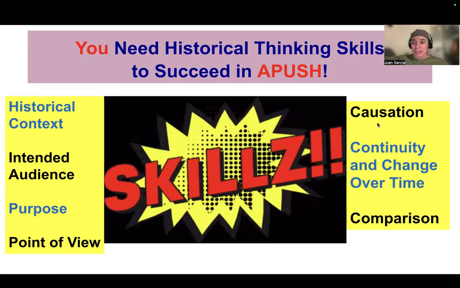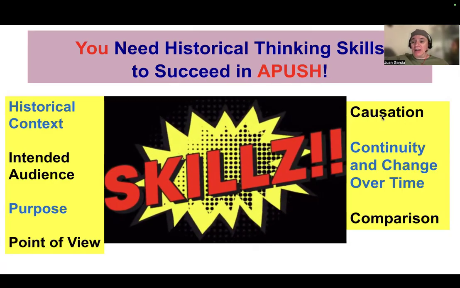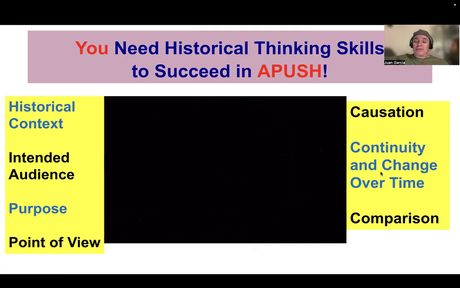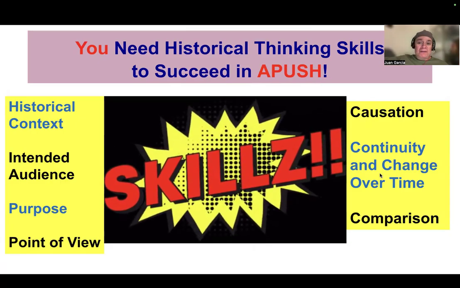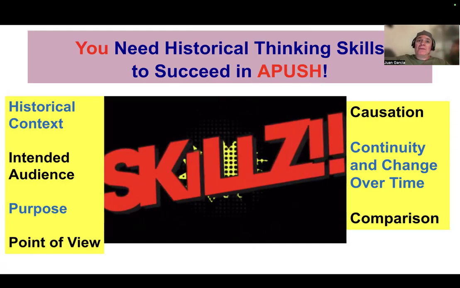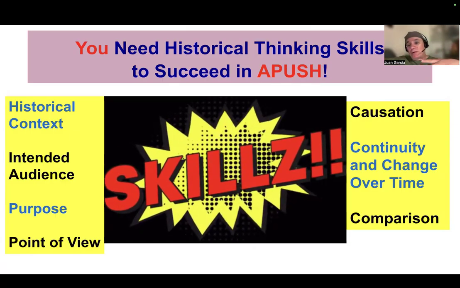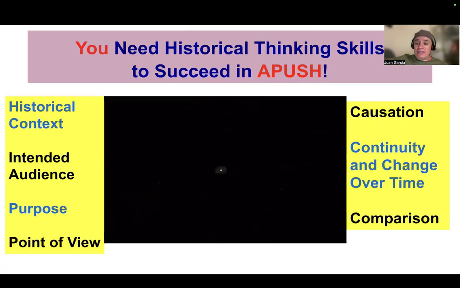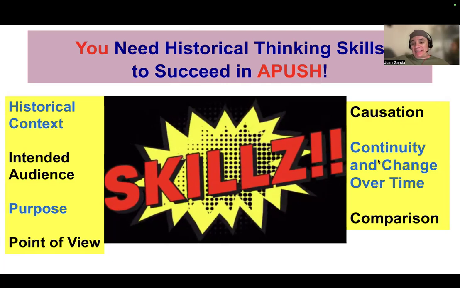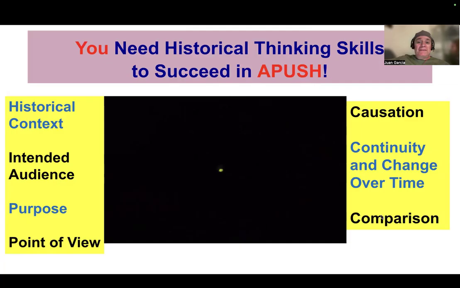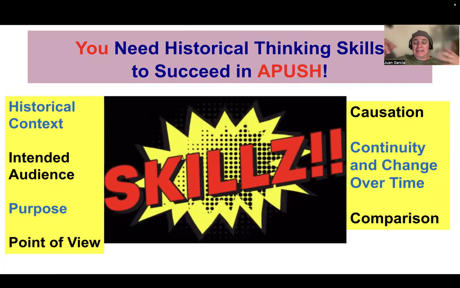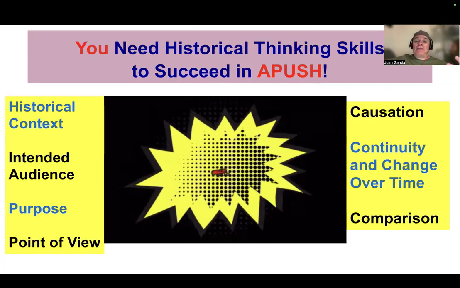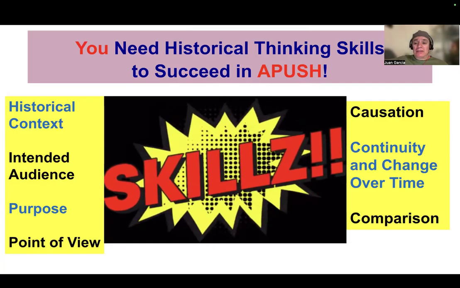And the essay questions will be about causation, cause and effect, and continuity and change over time. So how things were similar or different across different time periods. Think about the Civil War. How were things before and after the Civil War? What were some changes and some continuities? And comparison: comparing similarities and differences, and which similarities or differences were greater and why. So these are the skills that you need to pass the AP test.